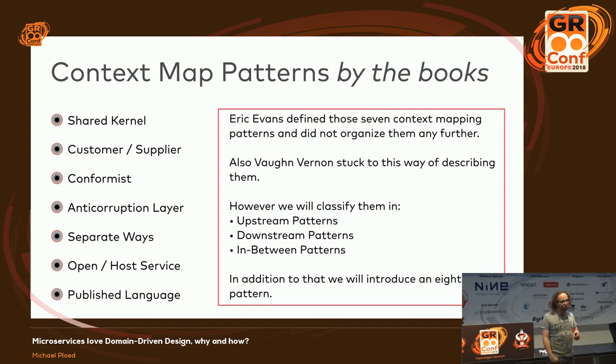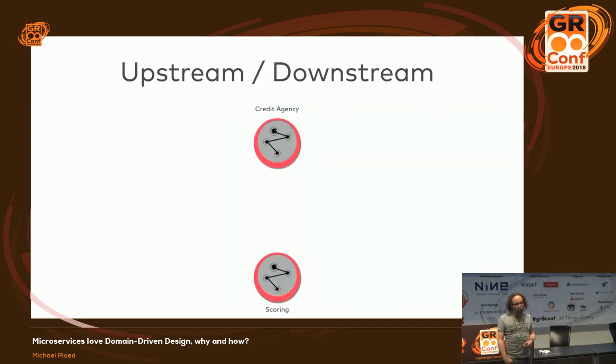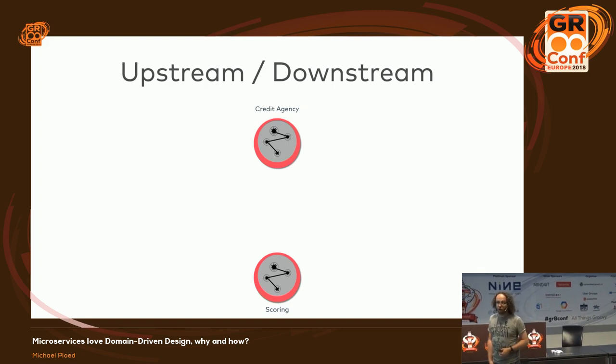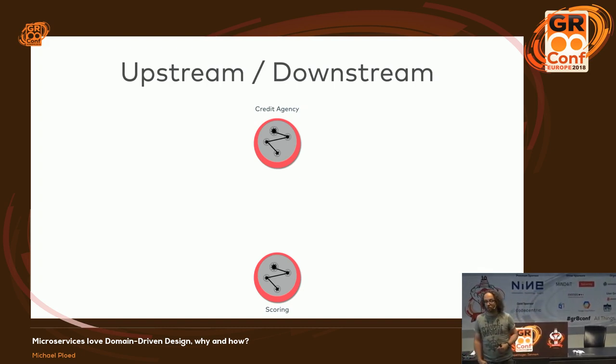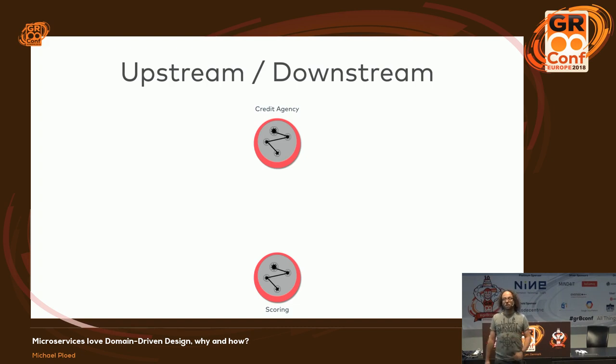Let me first of all introduce this upstream, downstream, what that means. So basically, we have two systems, a scoring system and a credit agency. The credit agency is a centralized chunk of data that many banks talk to. I'm from Germany, so in Germany we have the Schufa, which is a big credit agency, and it knows a lot about the people in Germany. So how high is the probability that Michael Plöd would pay back his credit? That's a question a bank can ask them.